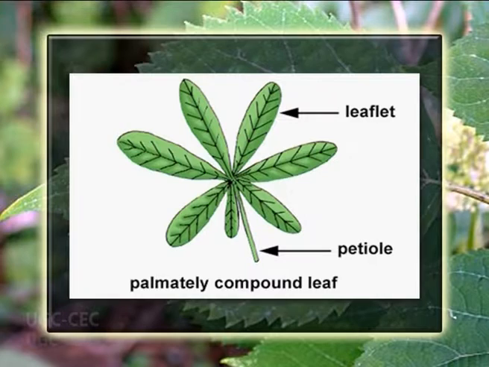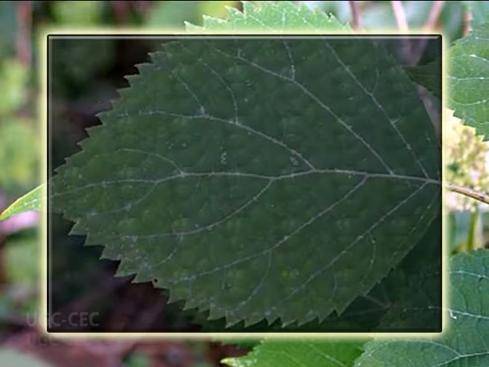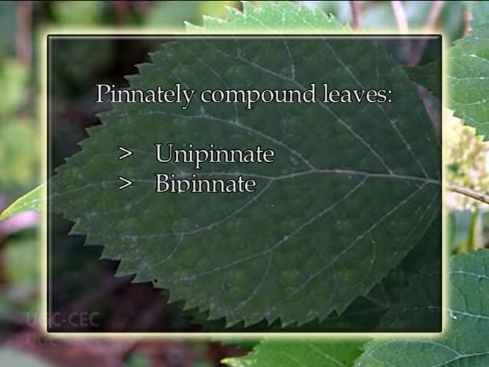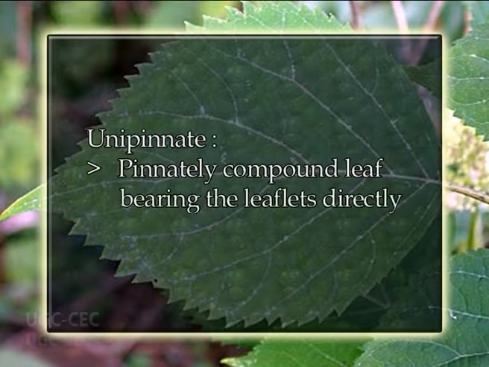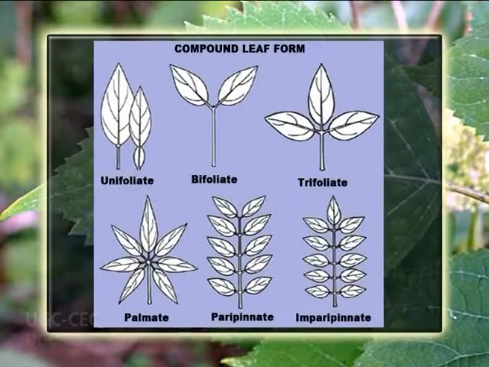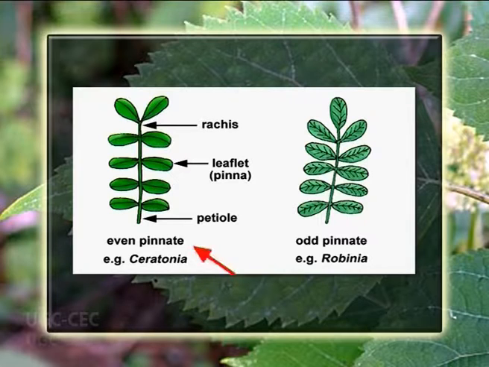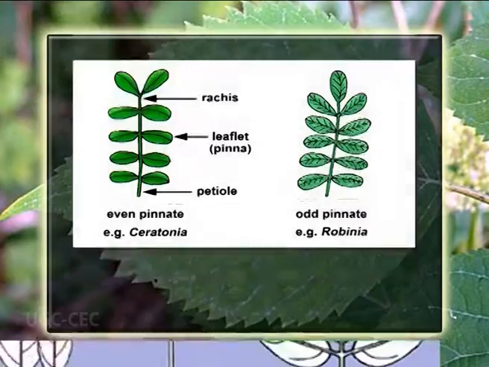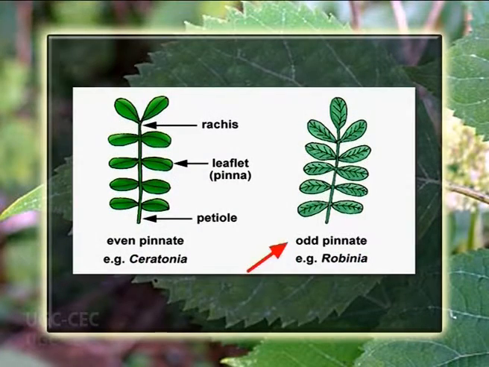Now, pinnately compound leaves. It's a compound leaf with the leaflets arranged along the sides of common axis, the rachis. Pinnately compound leaves are of many types: unipinnate, bipinnate, tripinnate and decompound. Unipinnate. A pinnately compound leaf bearing the leaflets directly on the rachis. Unipinnate leaves are of 2 types. Number 1, paripinnate. That is a unipinnate leaf with even number of leaflets. For example, in Tamarindus indica, Acacia, etc. Now, imparipinnate leaf. That is a unipinnate leaf with odd number of leaflets. For example, neem, rose, etc.